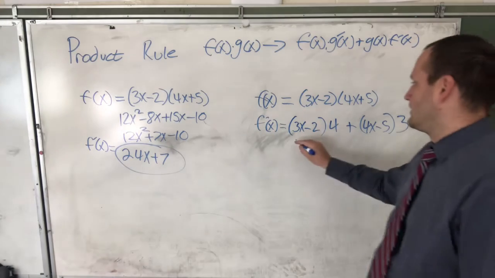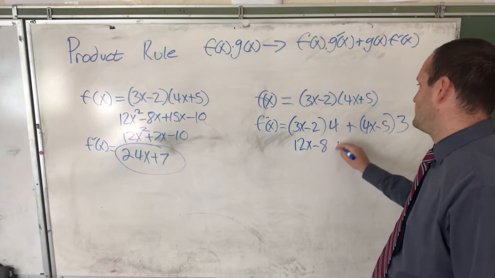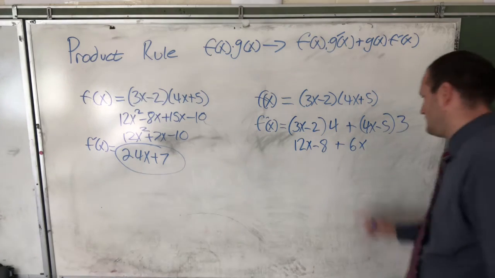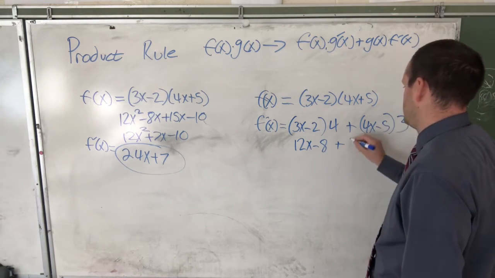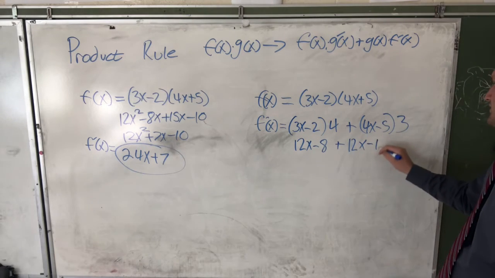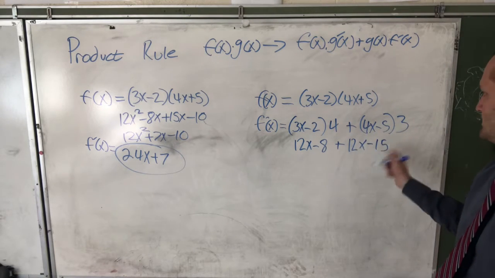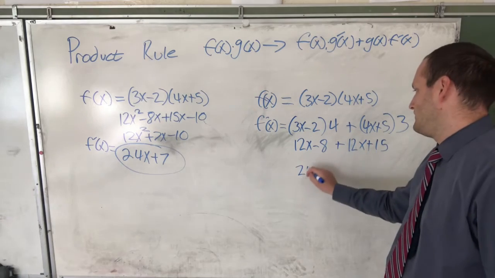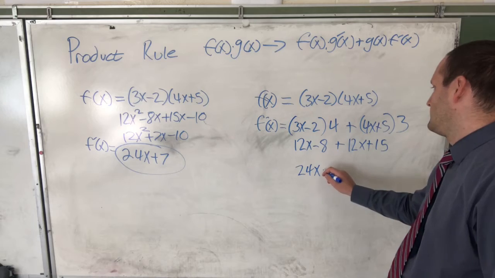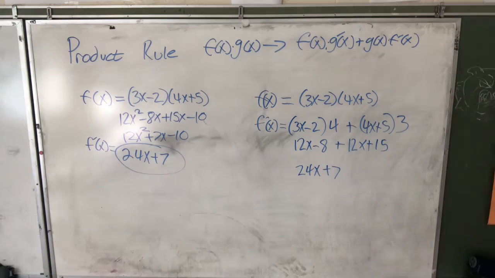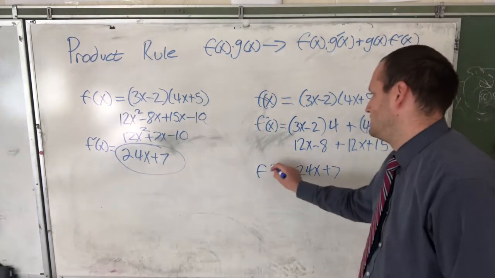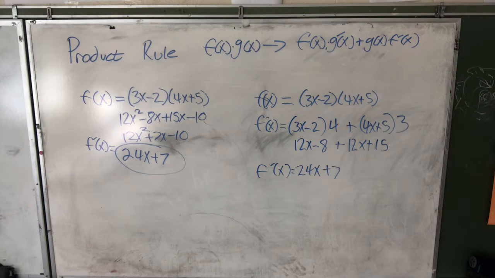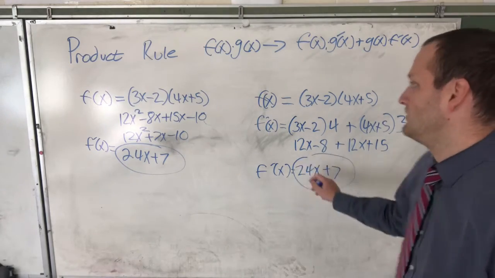Let's see. That gives us 12x minus 8 plus 3 times 4, sorry, that's 12x minus 15. Combine like terms. Sorry, that should have been a plus. That gives me 24x plus 7. Okay? That is how you use the product rule. And you can see we got the same thing doing it both ways.